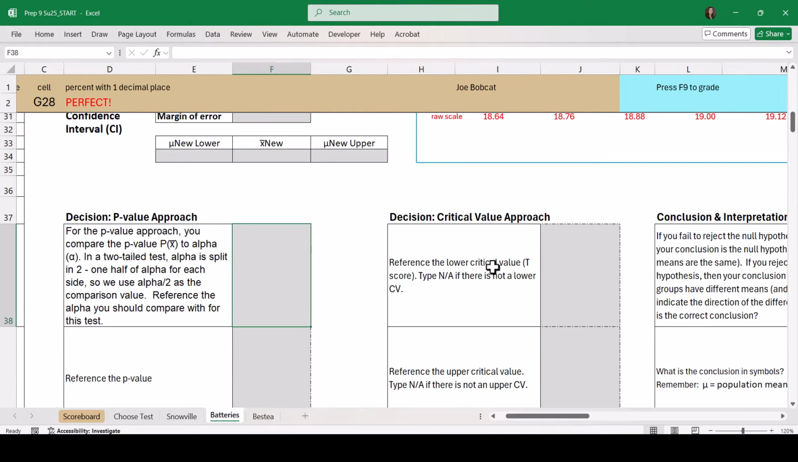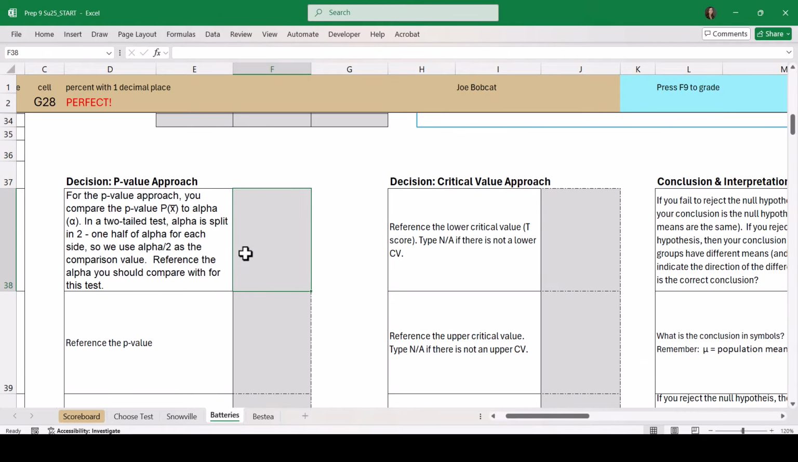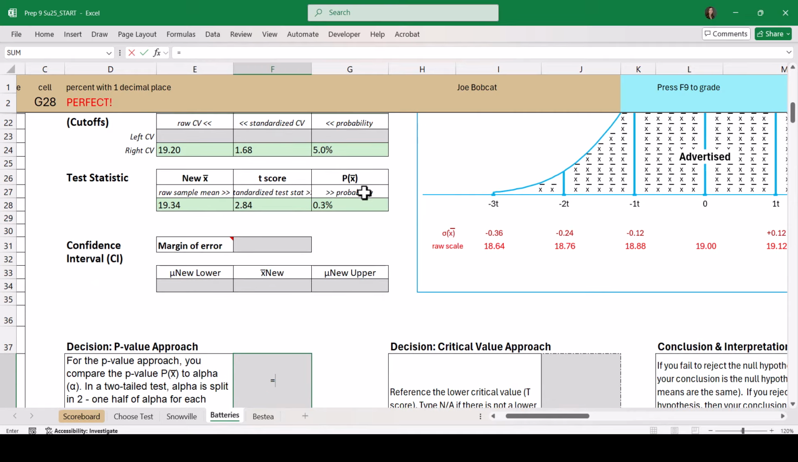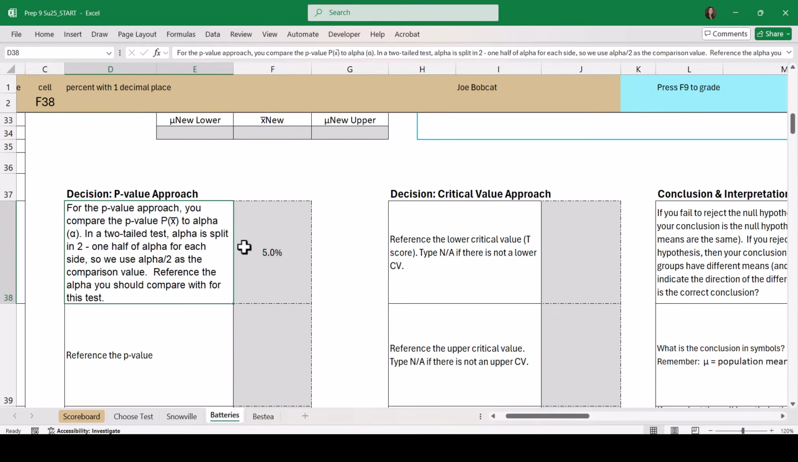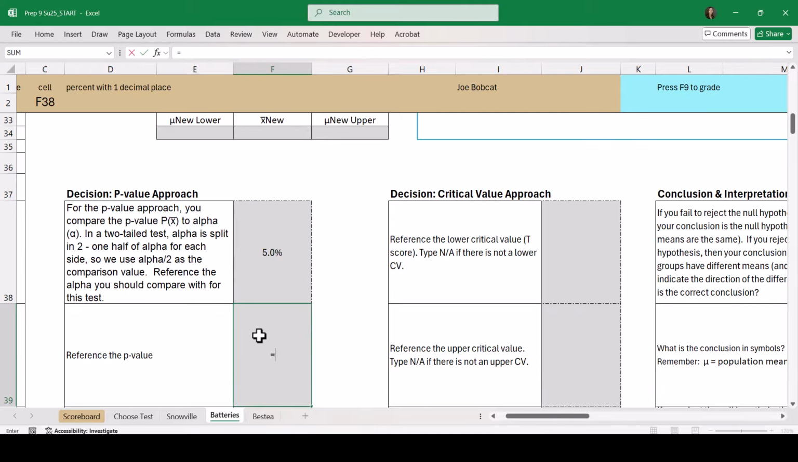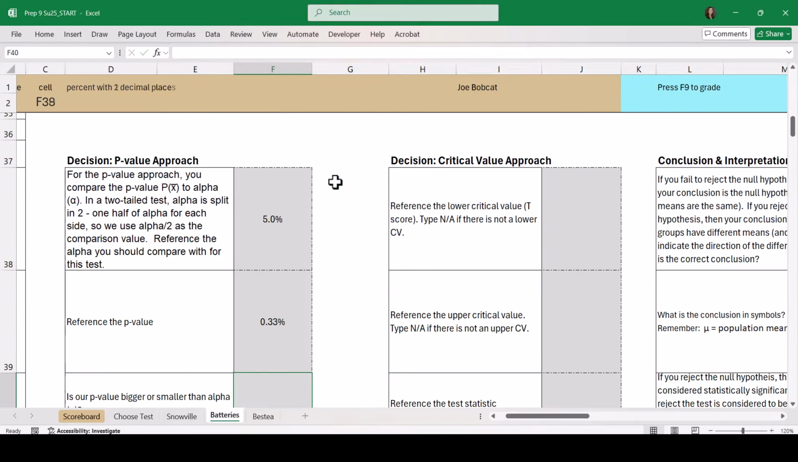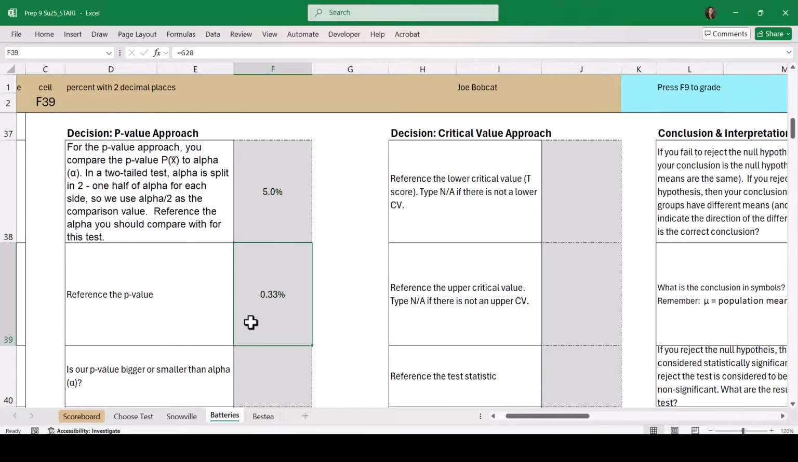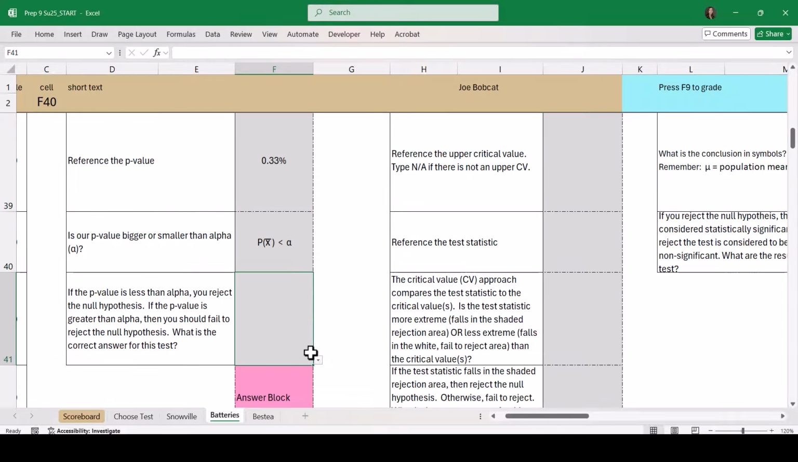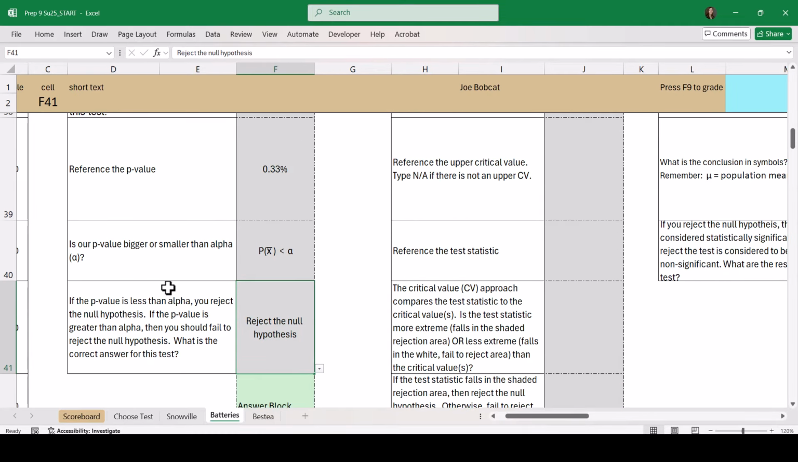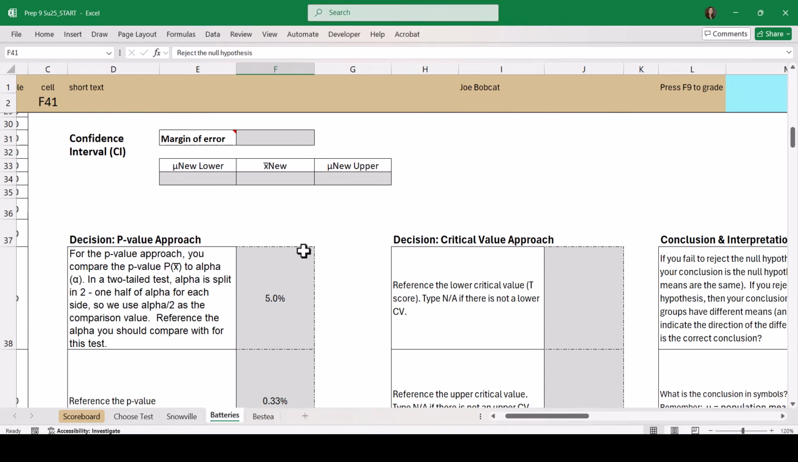So this is the p-value approach and the critical value approach. This is just a way to determine if you're going to reject or fail to reject, which we've already discussed, but we'll spell it out. So with the p-value approach, you compare alpha to the p-value. So you're comparing the percentages. So our p-value was 0.33. Our alpha was 5%. Our p-value was smaller than alpha. So we reject. Remember, when the p is low, the null must go. So we're rejecting that the mean is 19.